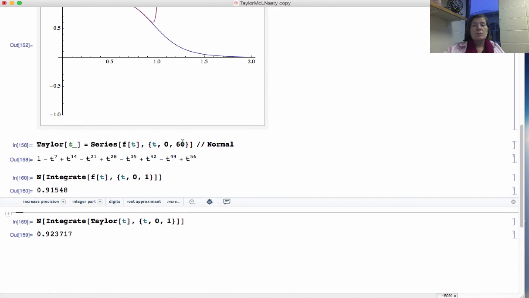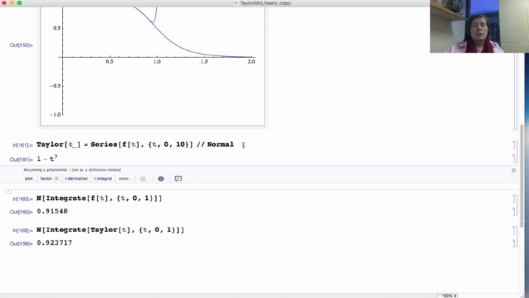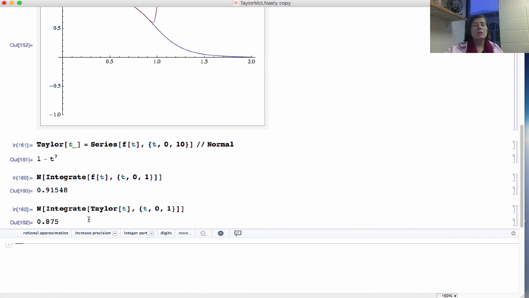Now, if I used a smaller polynomial, you can see that the error would be larger. So let's use the 10th degree Taylor polynomial here to approximate the displacement of this particle between 0 and 1, and my approximation is 0.875. And the real displacement is given here as 0.91548, so this is not such a good approximation as using the 60th degree Taylor polynomial.